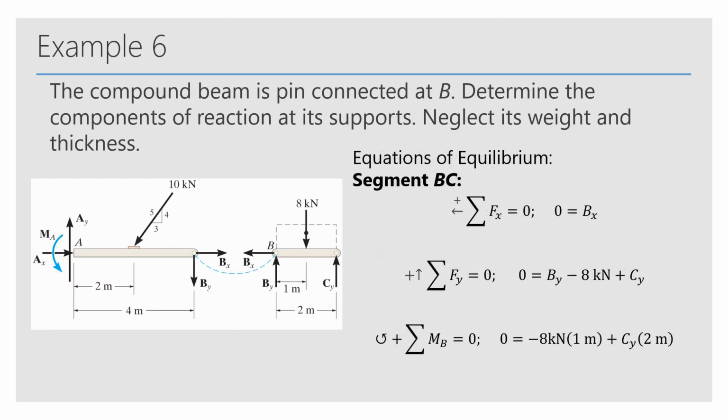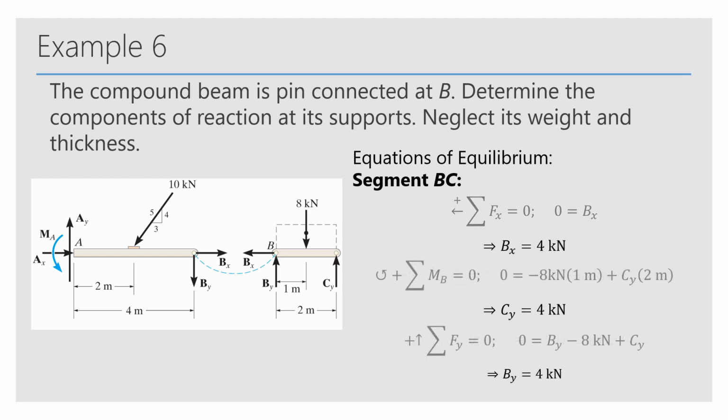So we can first solve for segment BC, where we have the following equations of equilibrium. The reason we're solving this section first is because it has fewer unknowns than the other section. We find that this section BC has Bx equals 0, Cy equals 4 kilonewtons, and By equals 4 kilonewtons.